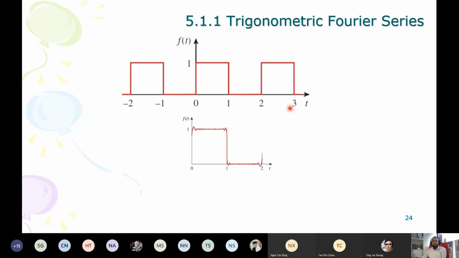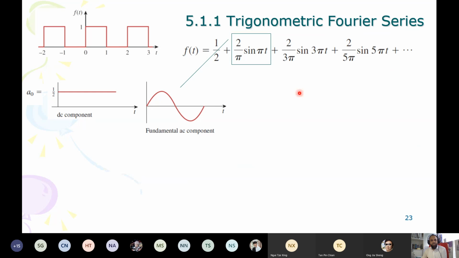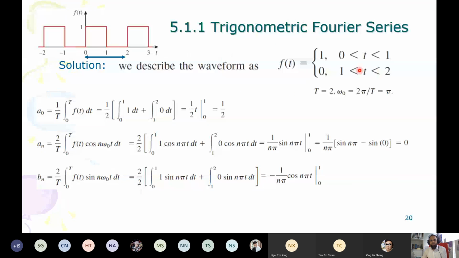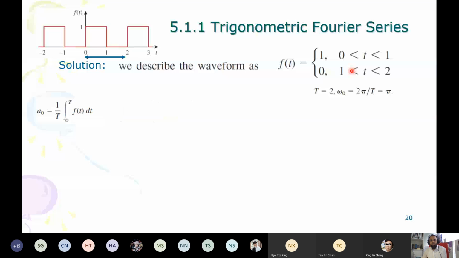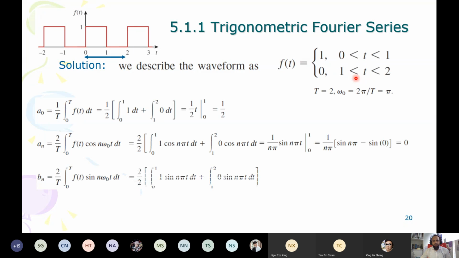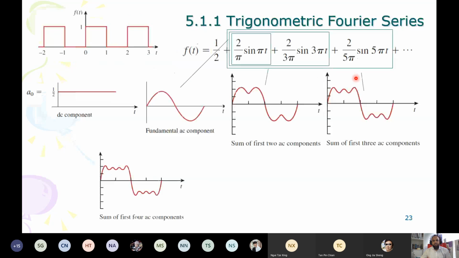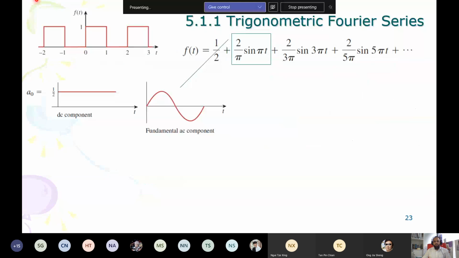Now one would ask, this was my function, 1 0, and we made it look very complicated, something like this one.